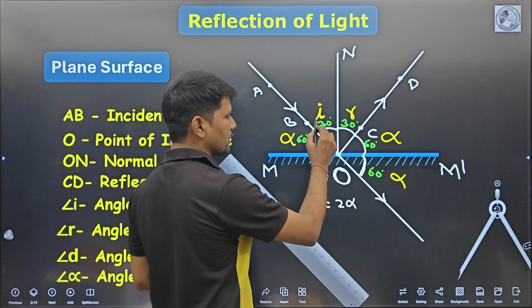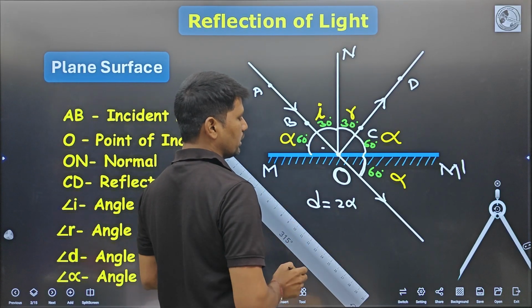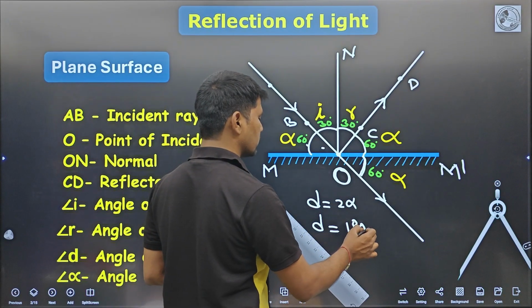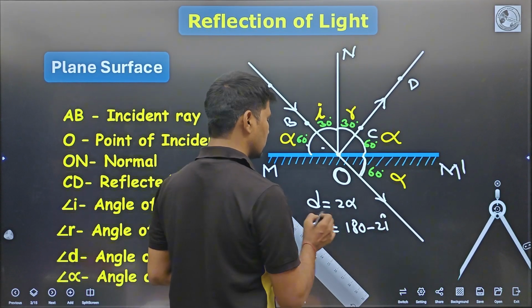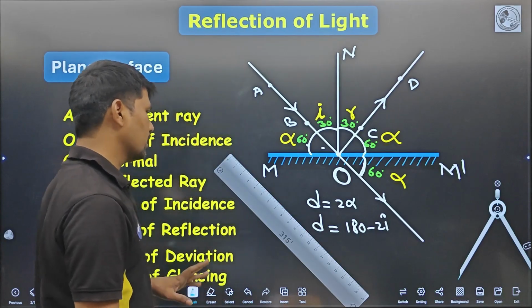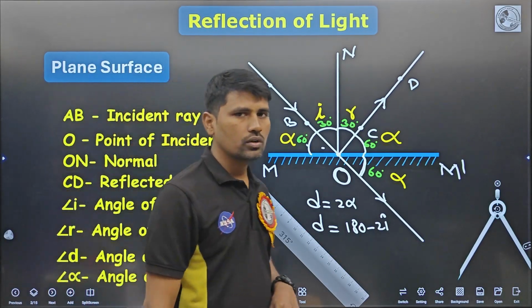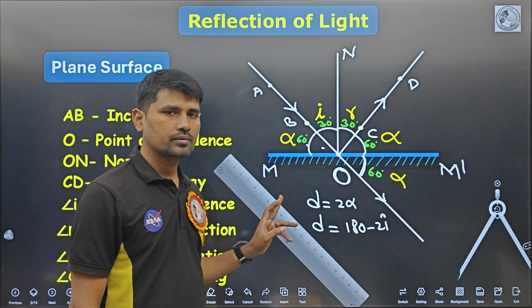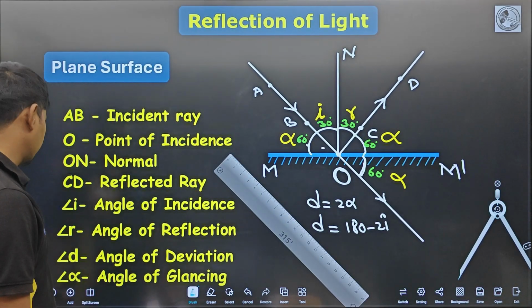Otherwise, here i plus i is equal to r, right? One more formula for angle of deviation is 180 minus 2i. So these are the formulas for the angle of deviation. I hope you understood. Okay, pause the video and copy the content. We are going to the next slide.